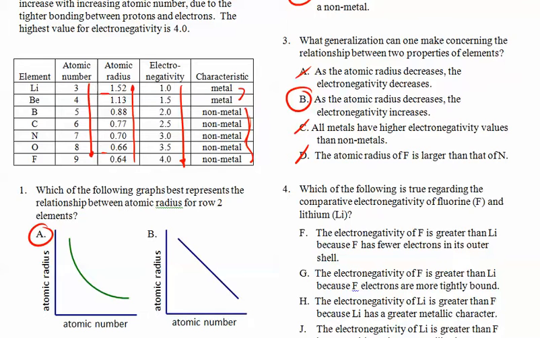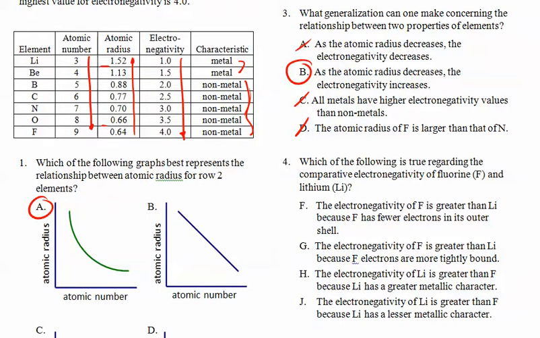Which of the following is true regarding the comparative electronegativity of fluorine and lithium? Fluorine has variant electronegativity and Li does not. F is greater than Li. F is greater than Li. Li is greater, no. So we're looking at one of these. F electrons are more tightly bound. F is fewer. Now we have to go back to the reading and check it out. Turns out this: higher electronegativity comes from more tightly bound electrons.